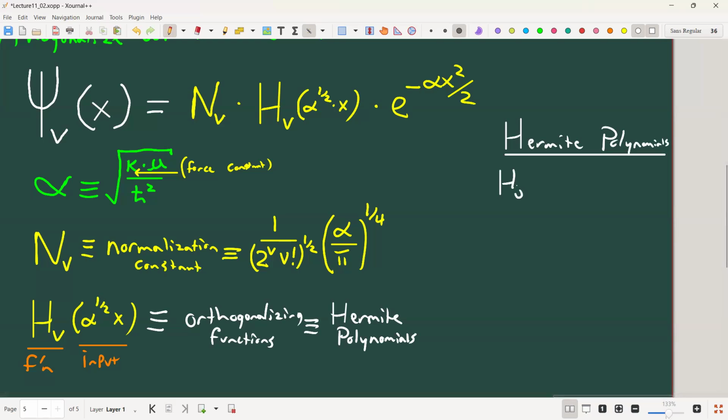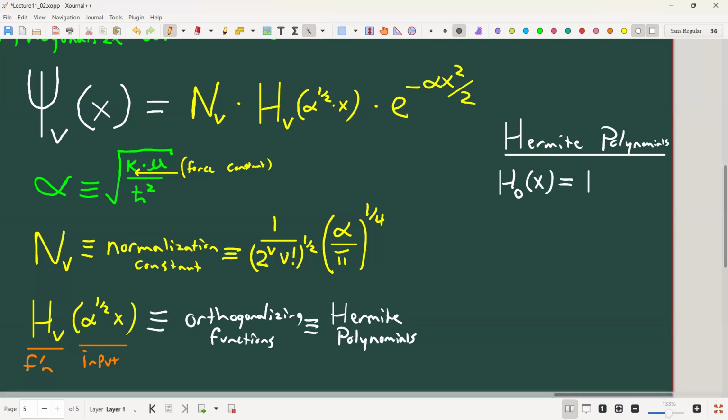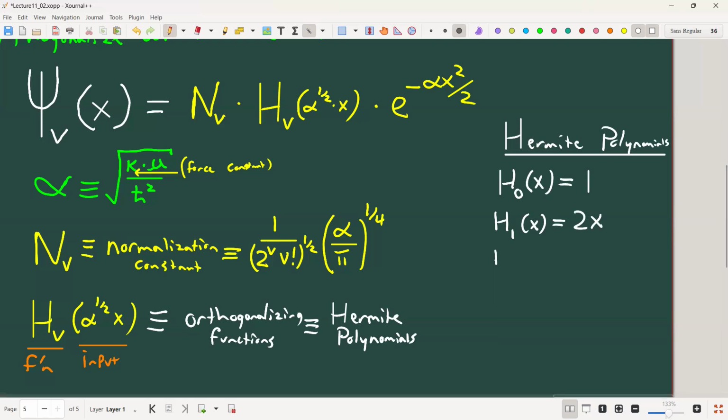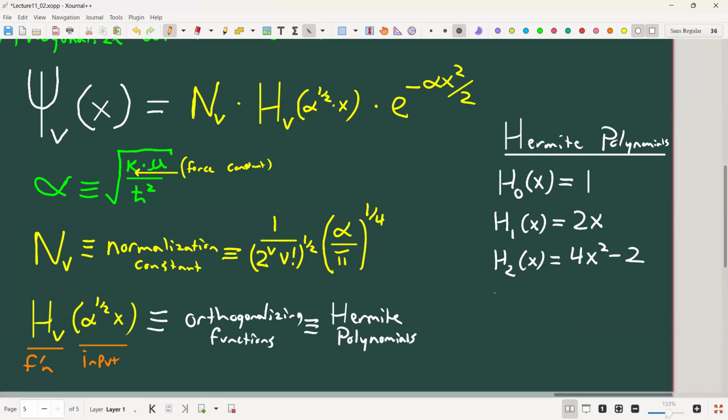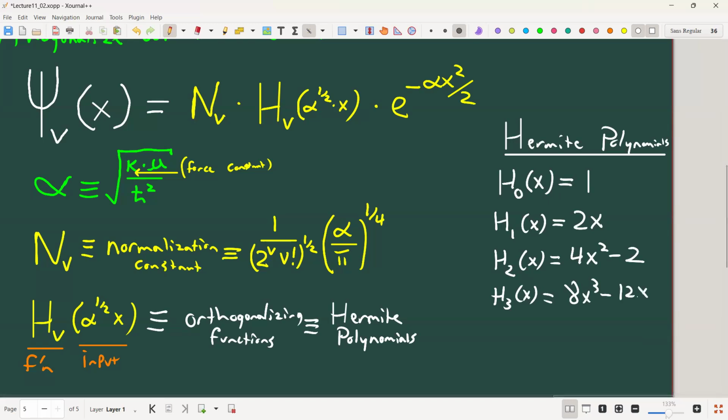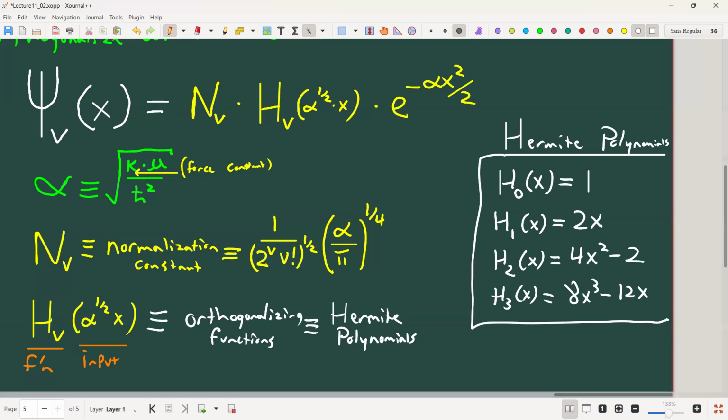So the first Hermite polynomial for v equals 0 is just 1. That's an easy enough function to write. The polynomial for the second state is 2x. H2 of x is 4x squared minus 2. And H3 of x is 8x cubed minus 12x. Okay.